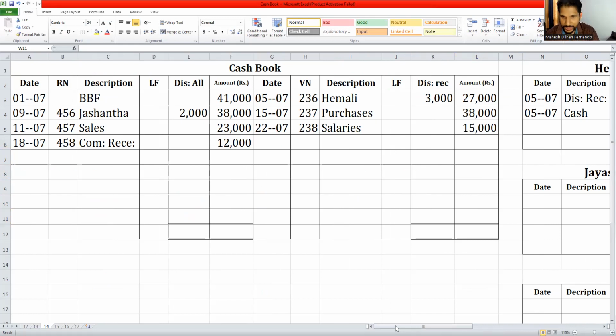The next transaction is a receipt. The date is 25th of July, 459 receipt number. Look at this one. Received 33,000 from Amalka. Now this 33,000 is the cash receipt. Please observe. If you like, you can highlight it.